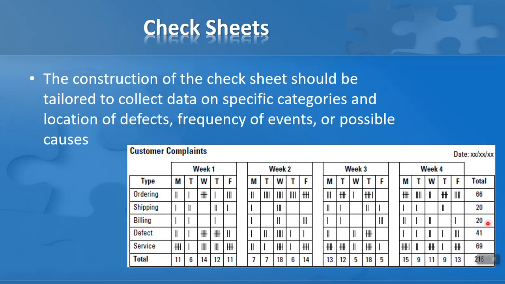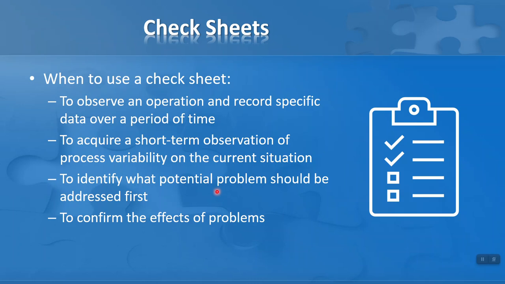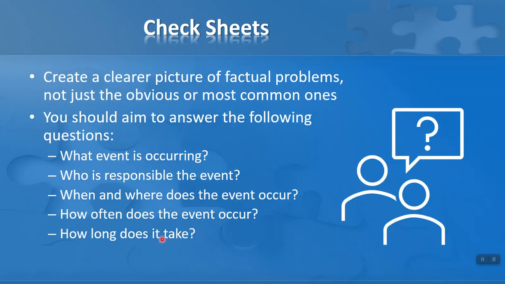So flipping back to my customer complaints check sheet, we can see that it's obvious that we should tackle ordering and service first before other types of defects in order to reduce the number of customer complaints. And finally, the check sheet allows us to confirm the effects of the problem, as we have just seen. The check sheets also allow us to get a clearer picture of factual problems, not just the obvious or the most common ones. So you might know, and most businesses will know, if there's a lot of customer complaints, what categories there are, but they may not know exactly when they're happening and how many there are in total.